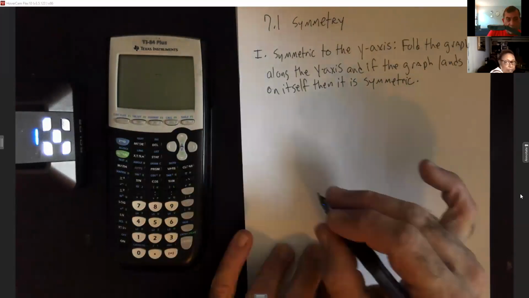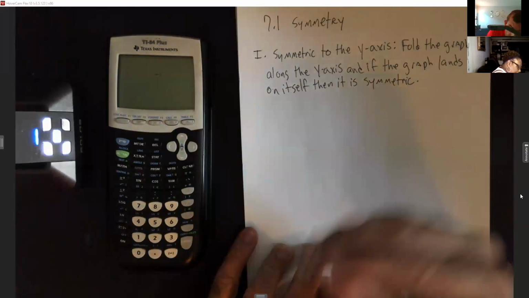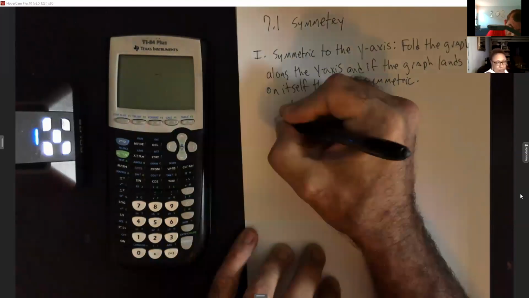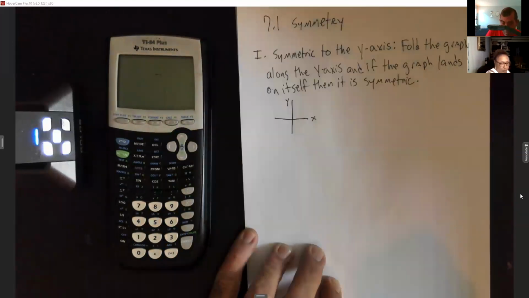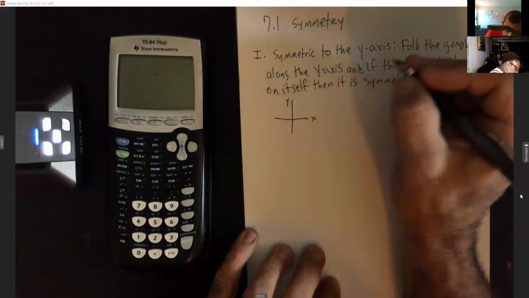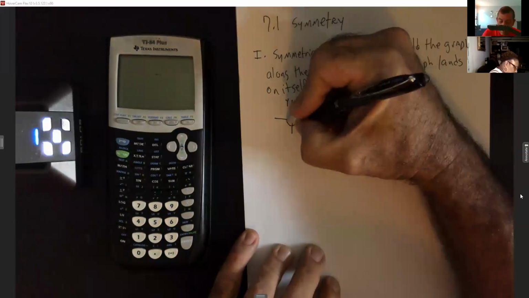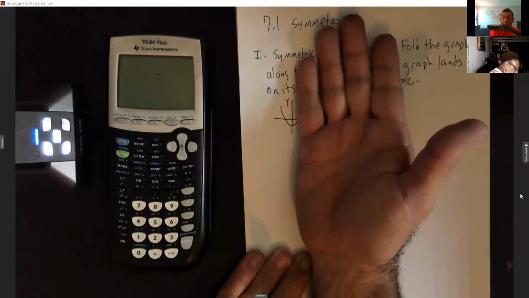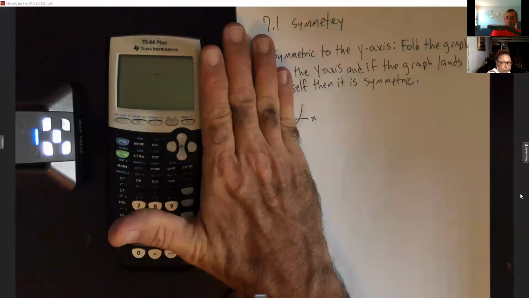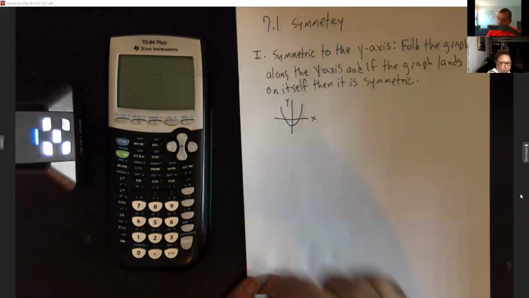Okay, so let me draw a few examples of a graph that is symmetric to the y-axis. Okay, so there's my x and y. To be symmetric to the y-axis, it could be a parabola that comes up on each side. So notice if I take this graph and I fold it right along that y-axis, this right side will land right on top of that left side, okay?